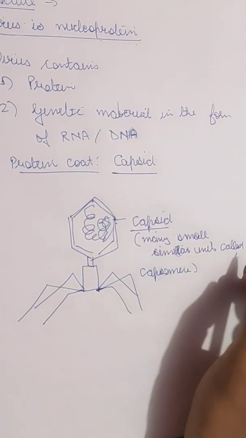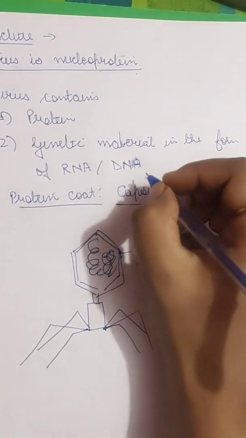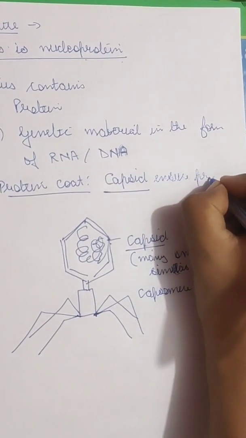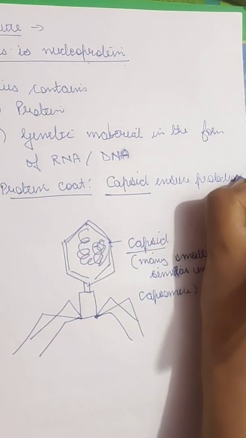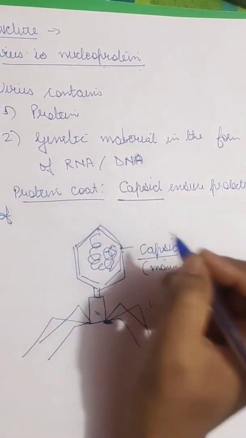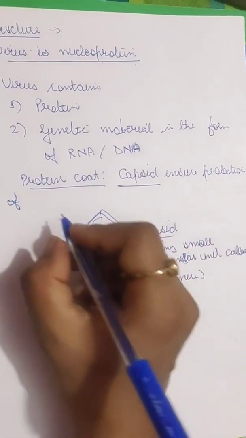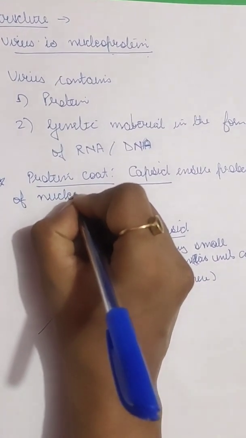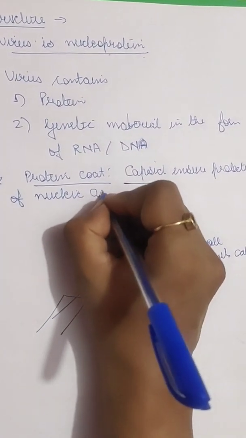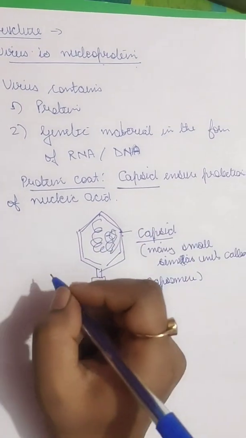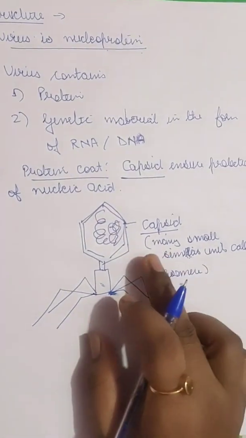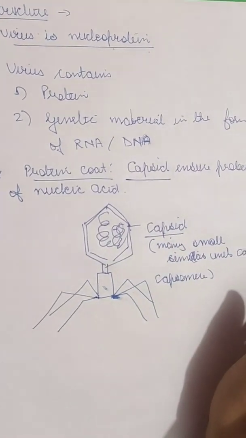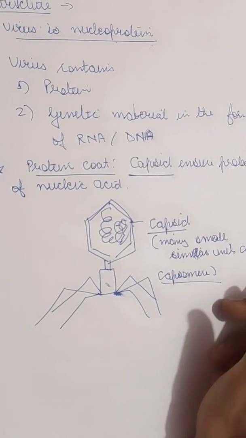Okay, this capsid ensures protection of the nucleic acid. So the main reason for this capsid is to protect the nucleic acid, which is the RNA, or it could be DNA also sometimes. Okay, and this capsid contains a helical arrangement. So this is the helical arrangement, which is called the capsomere.